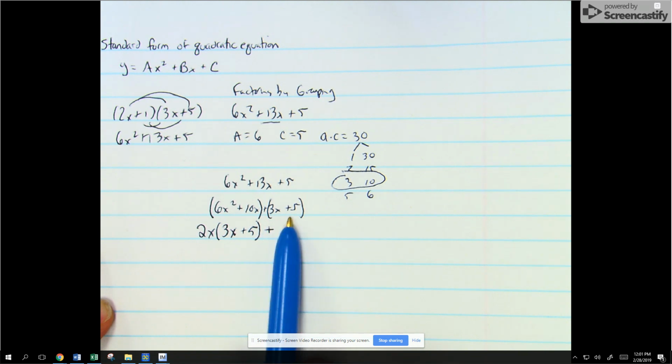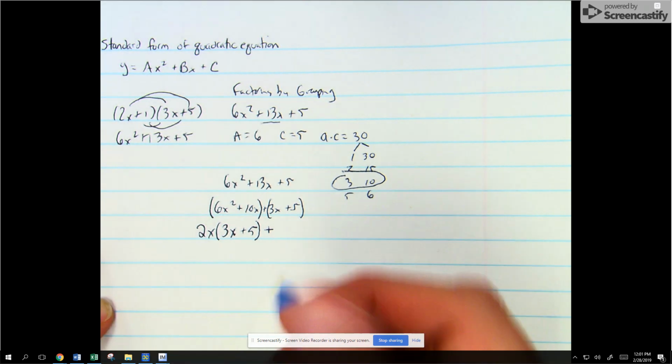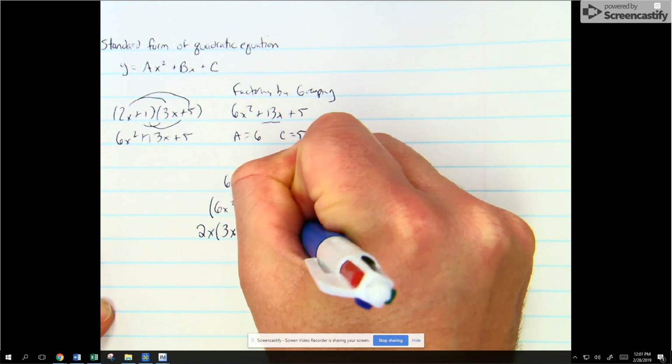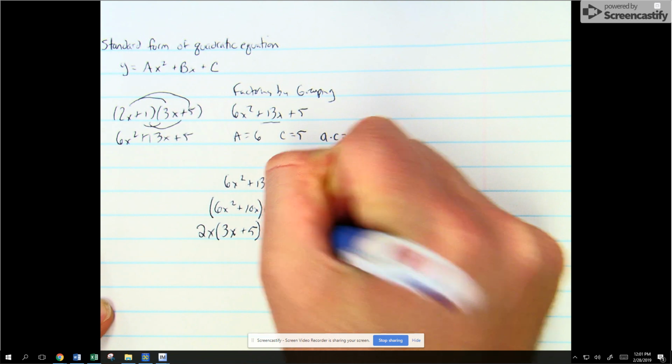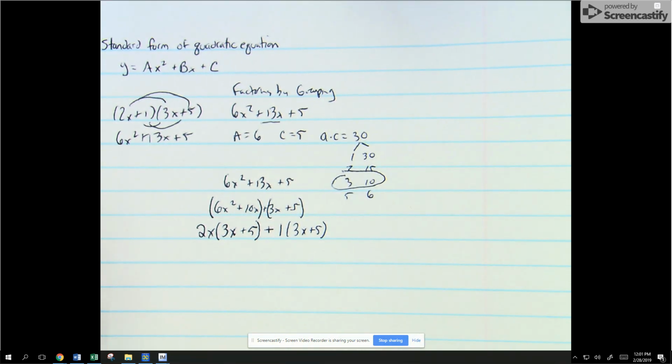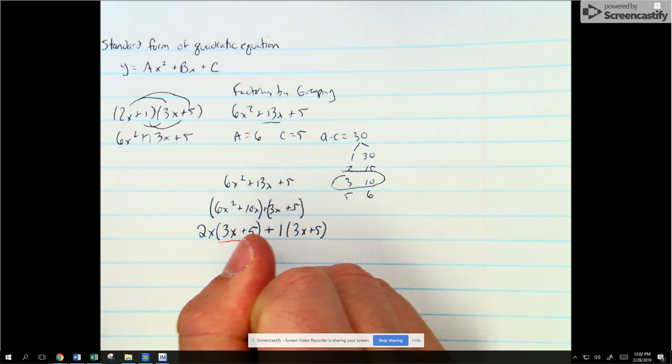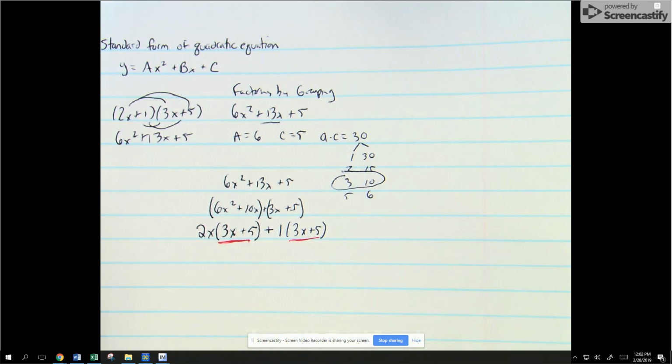Is there anything I can factor out between 3x and 5? No. All right. Normally, I don't like you writing ones in front of parentheses, but it'll help you in the long run. So I'll let you write a 1 here and then a 3x plus 5. All right, so we're almost done. Notice how the 2x is pulled out, and there's nothing you can factor out from the 3x plus 5. You pulled out a 1, and there's a 3x plus 5. So the big thing here is this 3x plus 5 should match up to the other 3x plus 5. If they don't match up, something went wrong.